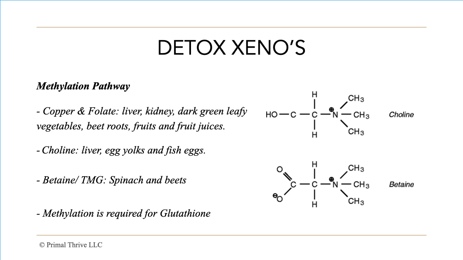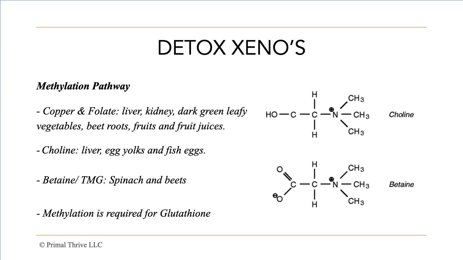We need choline. So choline is also a methyl donor, and choline is abundantly found in liver and egg yolks and also in fish eggs. But liver and egg yolks will be the primary source. Then we have betaine or trimethylglycine, and this is found in spinach and beets.